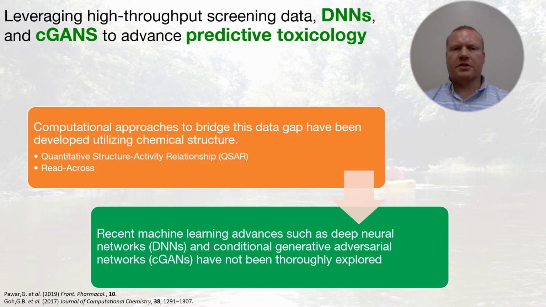Computational approaches to bridge this data gap have been developed utilizing chemical structure, with quantitative structure-activity relationships and read-across being the most common. Recent advances in machine learning, such as deep neural networks and conditional adversarial networks, or CGANs, offer an excellent opportunity and have not been thoroughly explored.